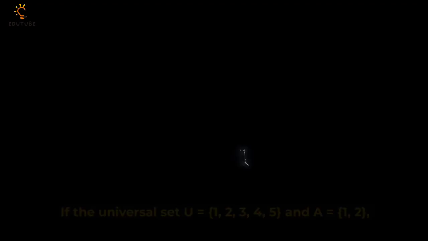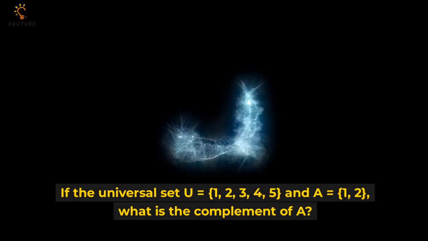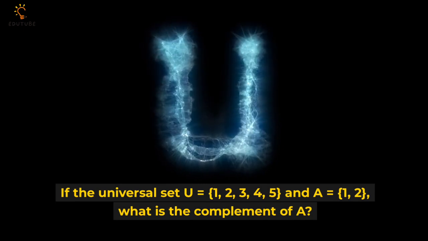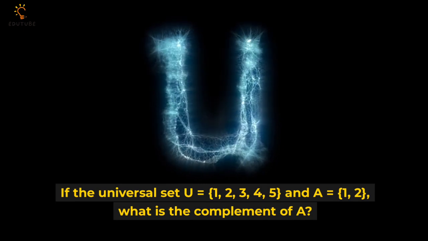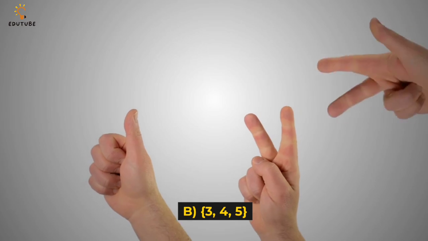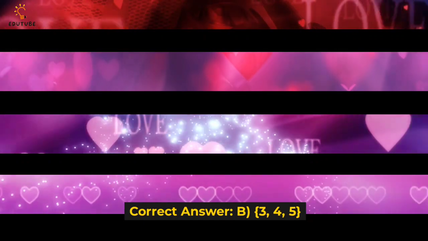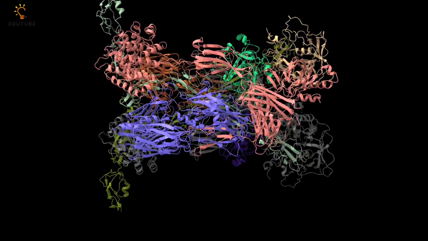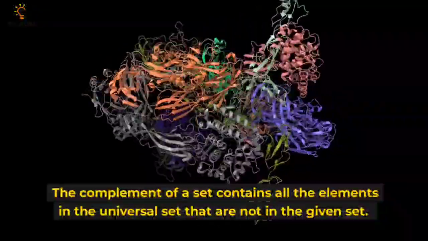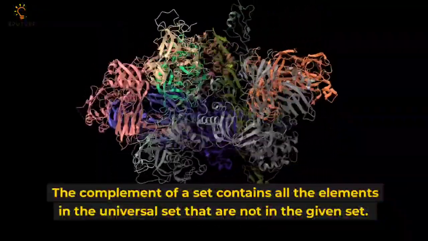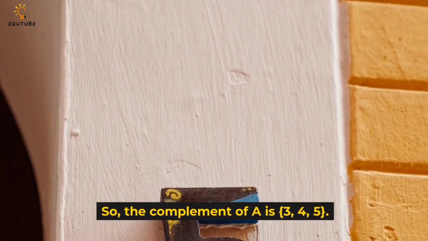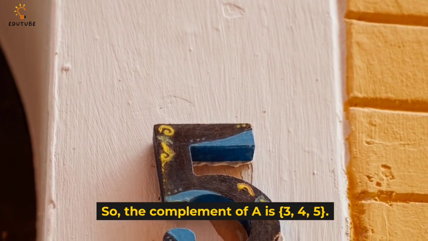Question 15. If the universal set U equals 1, 2, 3, 4, 5, and A equals 1, 2, what is the complement of A? A, 1, 2, 3. B, 3, 4, 5. C, 1, 2, 5. D. None of the above. Correct answer. B, 3, 4, 5. Explanation. The complement of a set contains all the elements in the universal set that are not in the given set. So, the complement of A is 3, 4, 5.